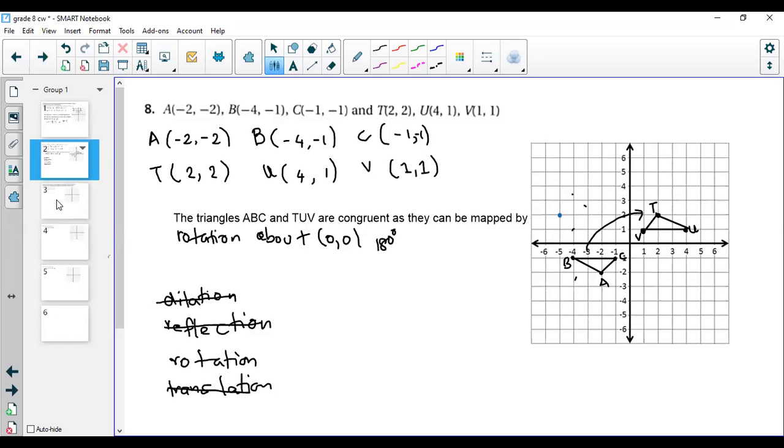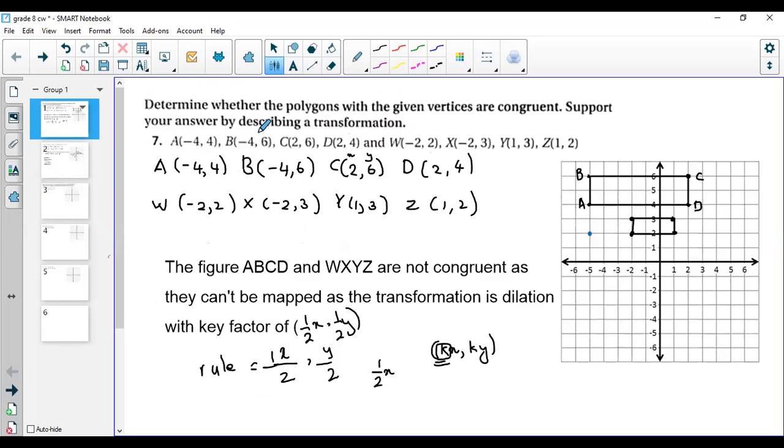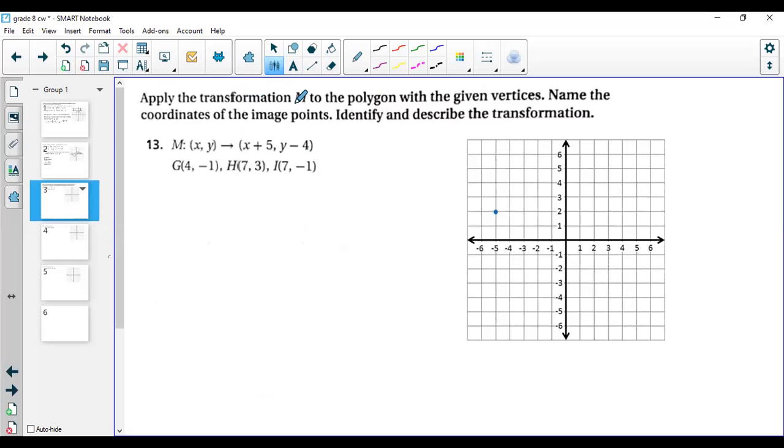Okay, so let's move to another question. Now, this question doesn't say, like the previous one, determine whether the polygons are congruent or not. This question says apply the transformation. So you need to be very careful when you read the question. When they say apply, this is much easier than finding out whether they are congruent or not.